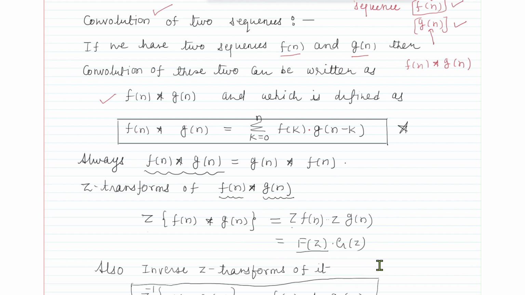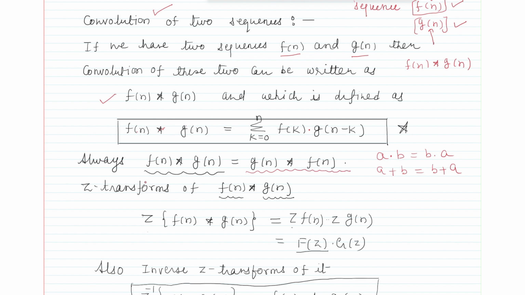So just remember this formula: f n star g n equals summation k equals 0 to n of f k g n minus k. Now this is a very important point: this convolution is always commutative. Commutative means, for multiplication, a dot b equals b dot a. Similarly for addition, a plus b equals b plus a. The same result we use for convolution: f n star g n is always equal to g n star f n.